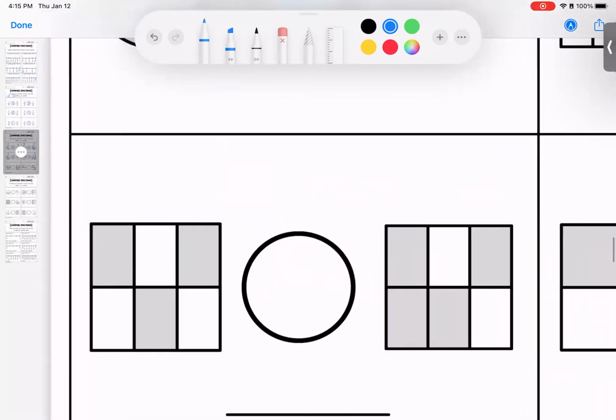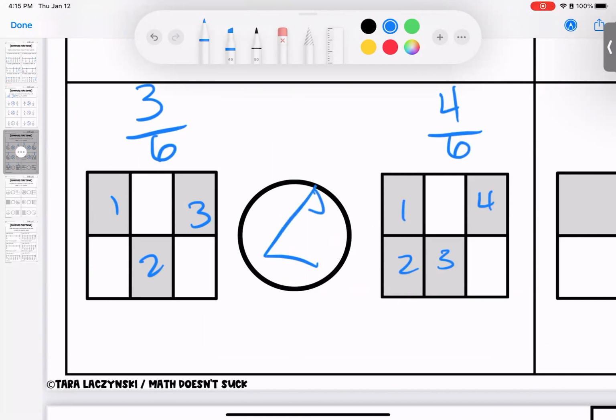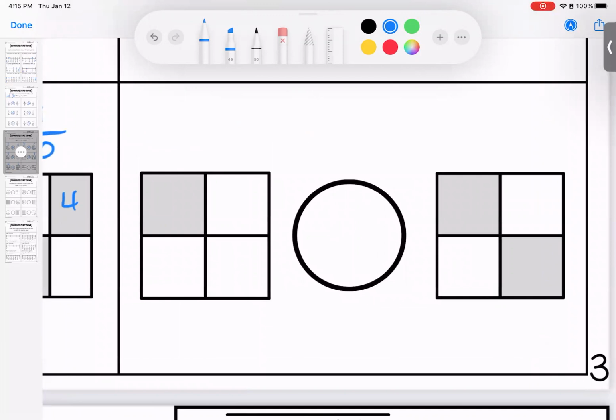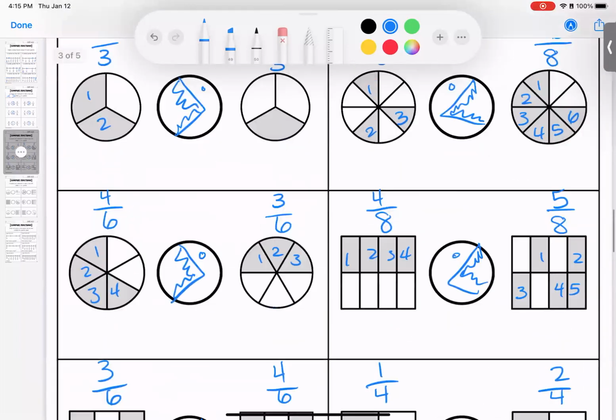Last two. This one has 6 and this one has 6. I have 3/6 and I have 4/6. 4/6 is greater. Last one on this page. I have 4 and 4. 1/4 is shaded. 2/4 are shaded. 2/4 is greater.